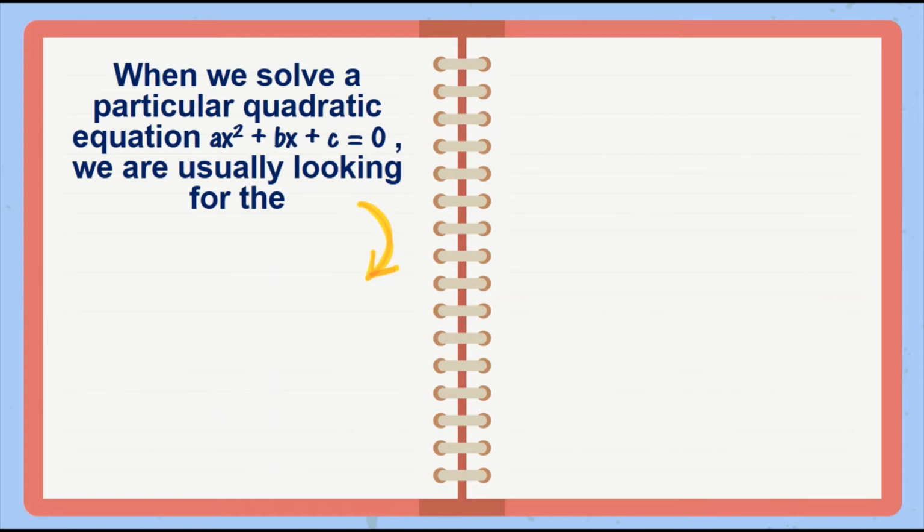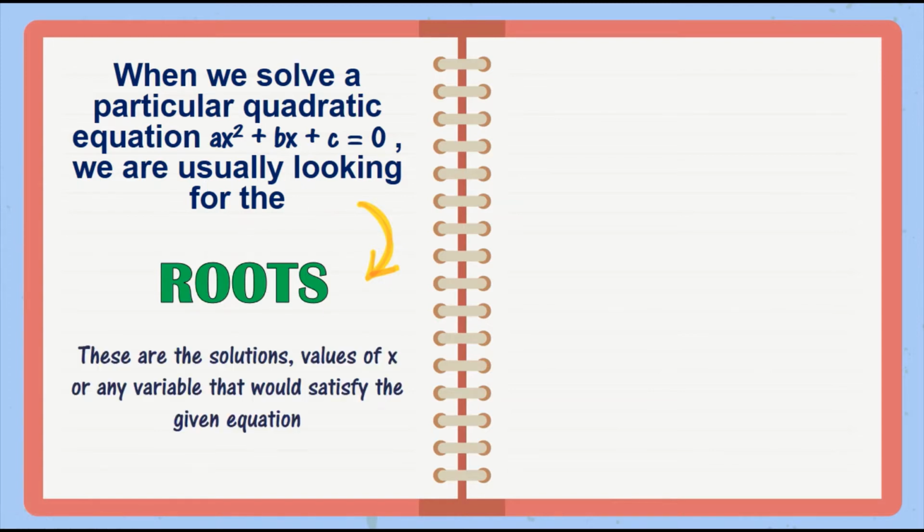So, when we solve a particular quadratic equation, ax squared plus bx plus c is equal to 0, we are usually looking for what we call the roots. What do we mean by roots? Roots, these are the solutions, values of x, or any variable that would satisfy the given quadratic equation. Okay, ito yung mga values ng x or mga values ng variable to make the equation true.